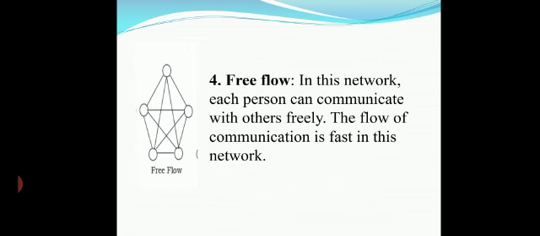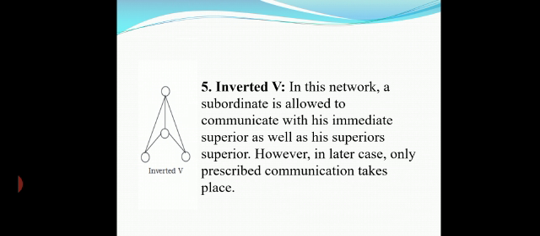Next one is free flow. In this network, each person can communicate with others freely. The flow of communication is fast in this network. You can see the chart also here. Each person is free to talk to anyone. There is no restriction. You will find two-way communication, you will find horizontal communication, you will find vertical communication also. So the communication is very fast as there are no barriers, as there are no restrictions.